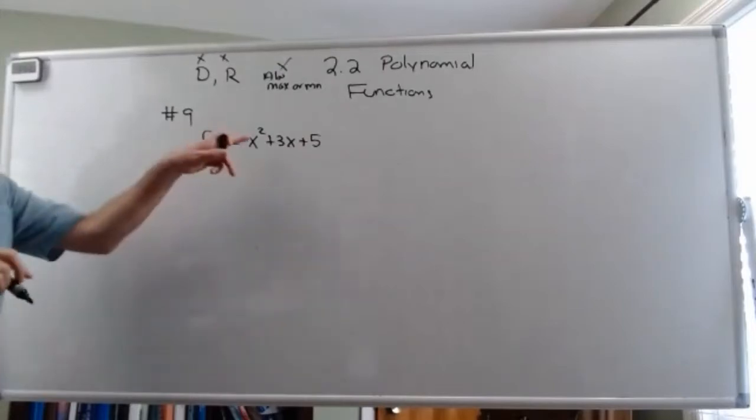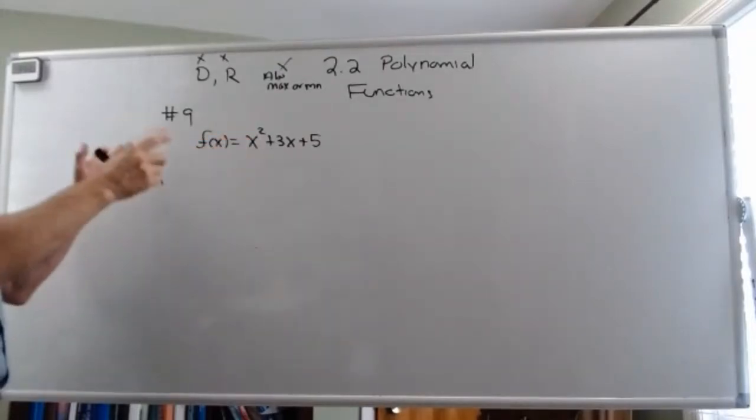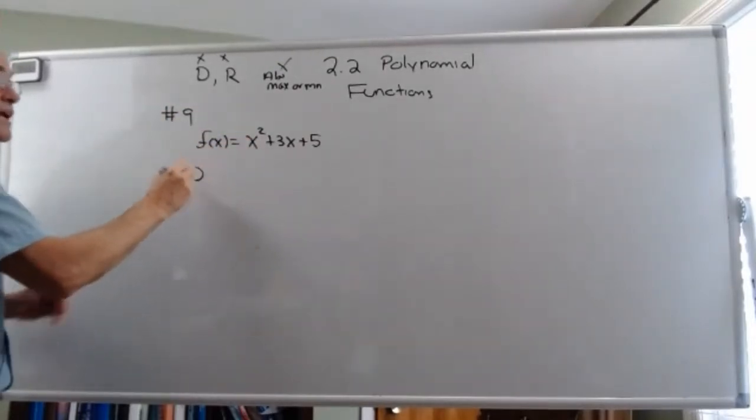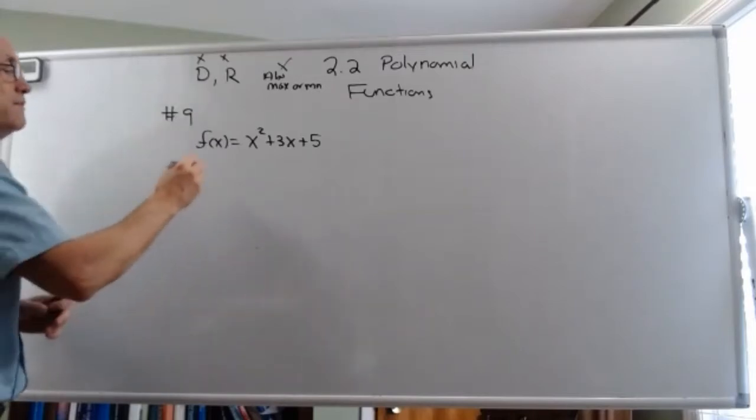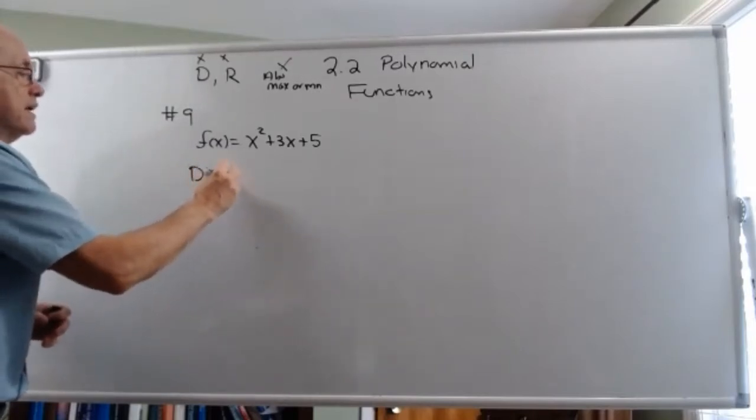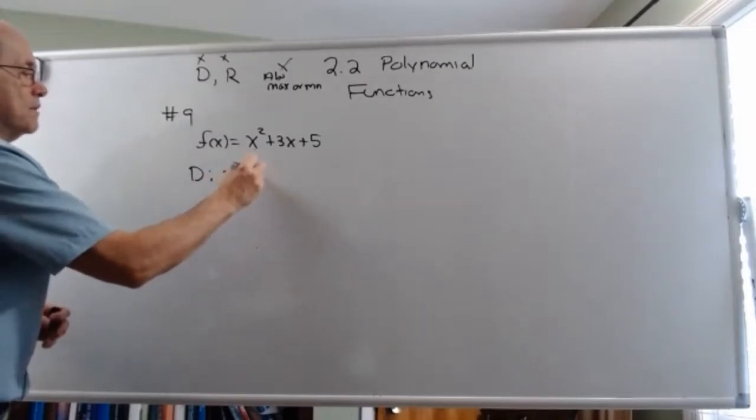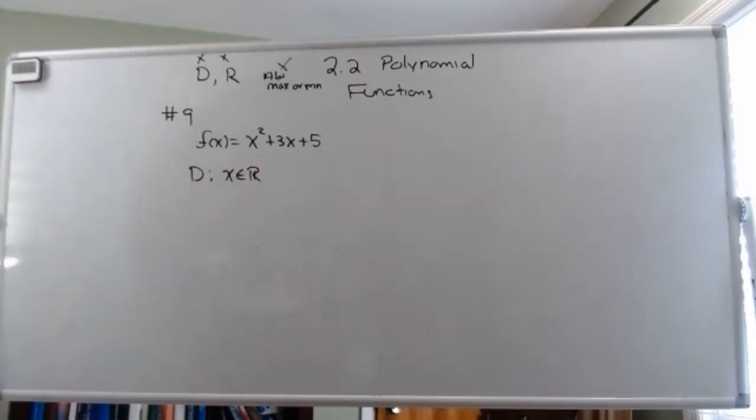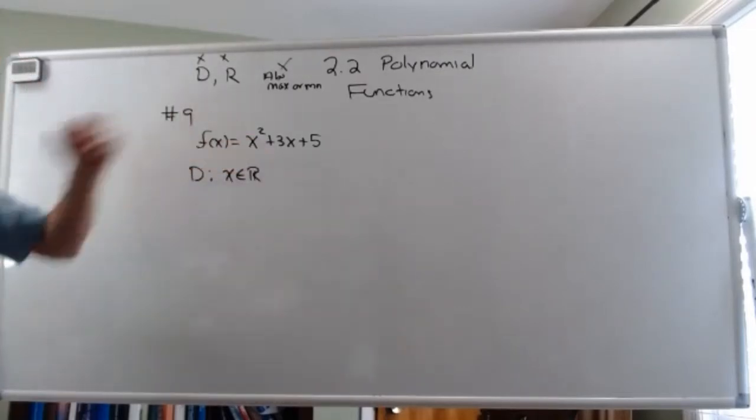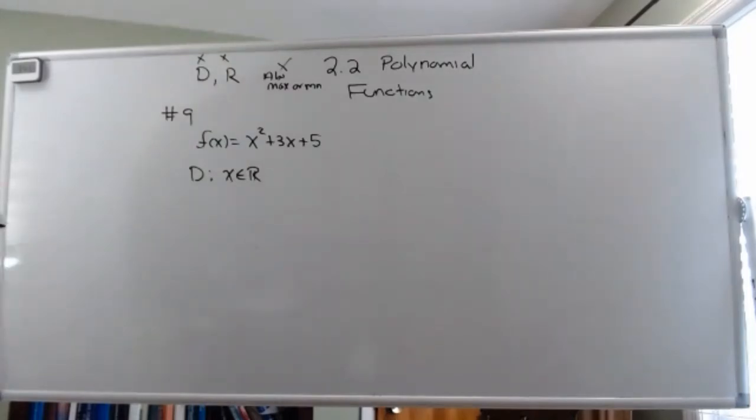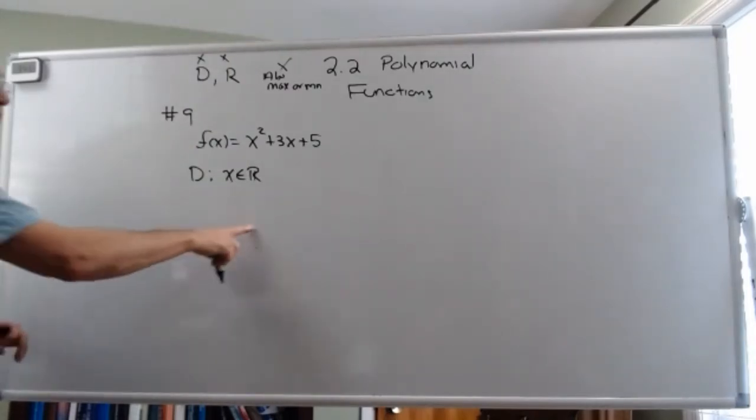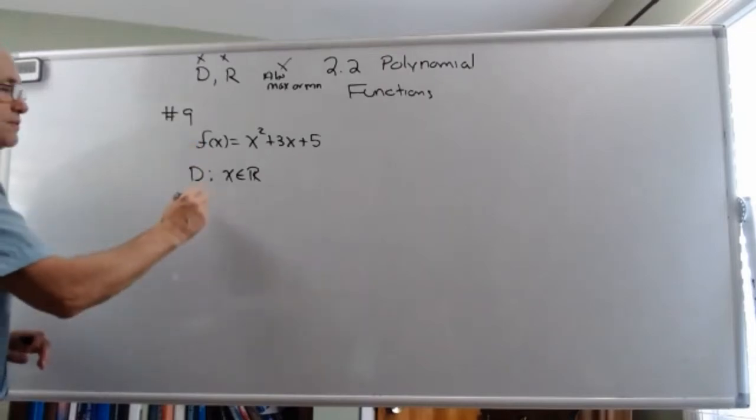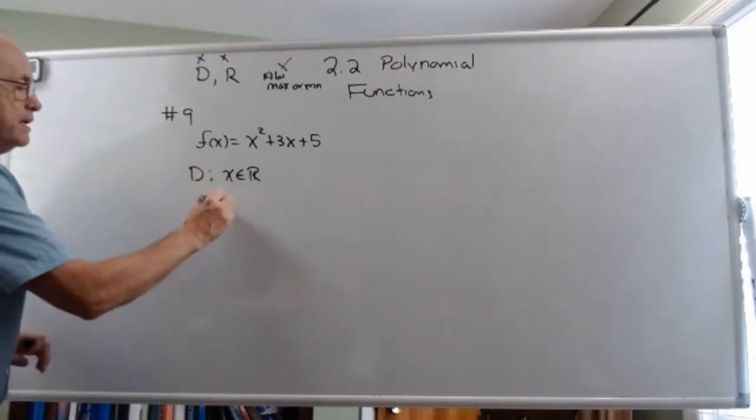Okay, this is an even degree. Well, first off, I should say the domain is easy. It's a polynomial function, so the domain of any polynomial function is that x can be any real number. All real numbers. No matter what I put in here, it's never going to be undefined. The range is a little more problematic. So what we need to do is go through the process of completing the square.